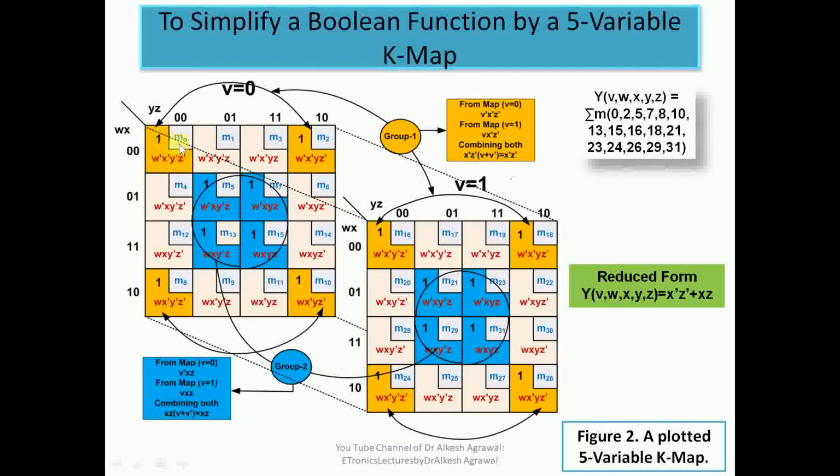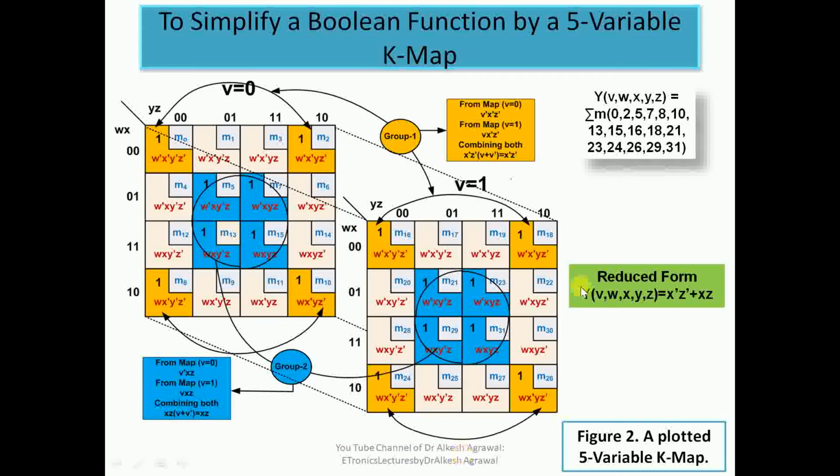Now we'll see how to write them in reduced form. This group is common to both the maps, v equal to 0 and v equal to 1. So the variable v changes from this group to this group, and in the reduced form v will be eliminated. First we'll write from the v equal to 0 map. If we focus on these two rows, wx is 00 and wx is 10, so x is fixed and w changes, so we get v bar x bar. Now we focus on these two columns where yz is 00 and yz is 10, so z is fixed and y is changed, so y is eliminated and we get z bar. So we have v bar x bar z bar from the v equal to 0 map.